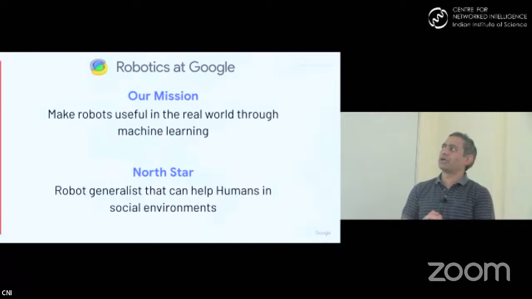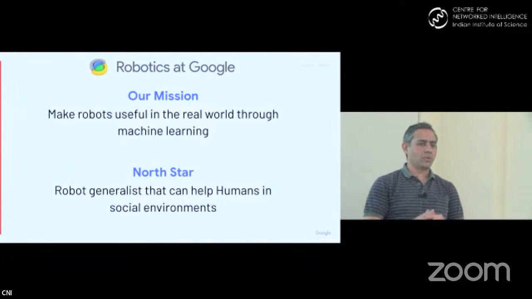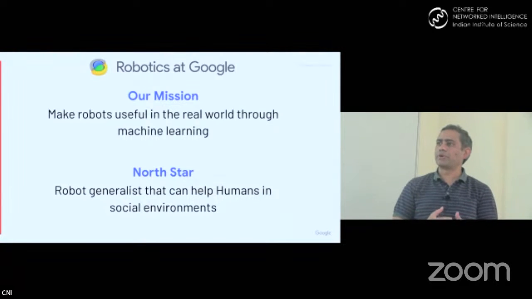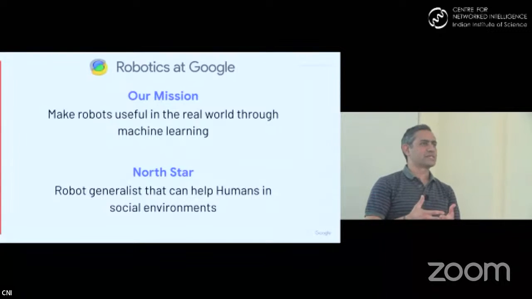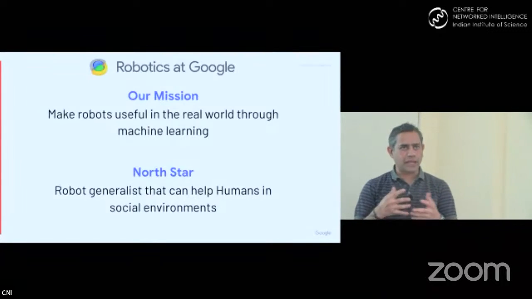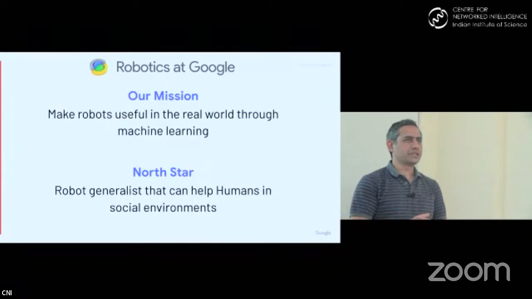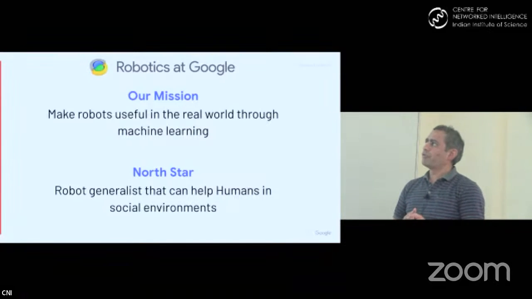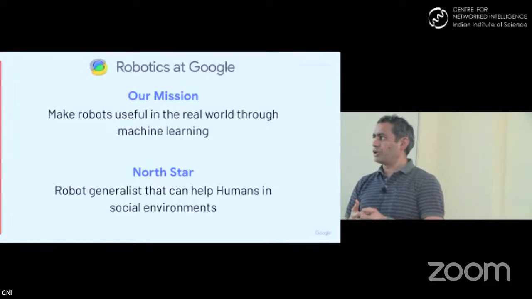Our mission is to make robots useful in the real world through machine learning. Why is that the case? Because we want to rely on our strengths. As you might guess, Google's strength is machine learning, and there are lots of very well-established robotics labs around the world doing fantastic research in robotics. So we wanted to bring our strengths to the field, and hence we want to make use of machine learning and use that to make robots useful in the real world.